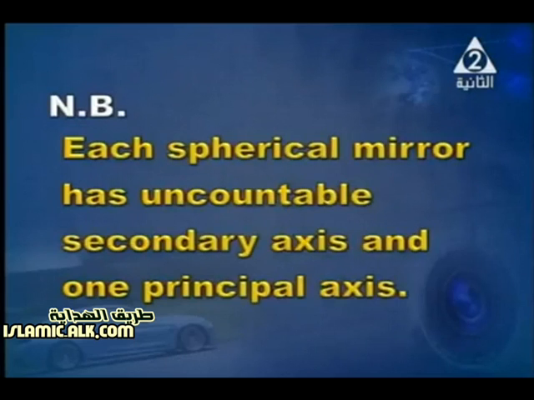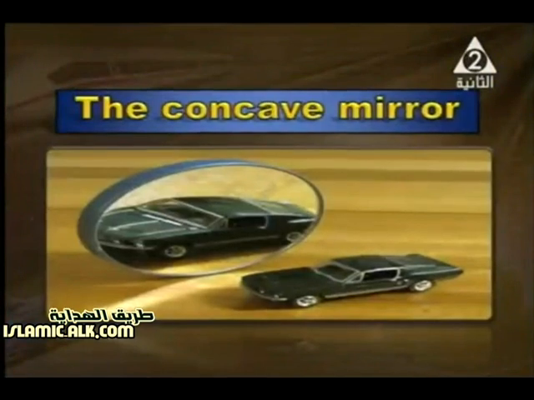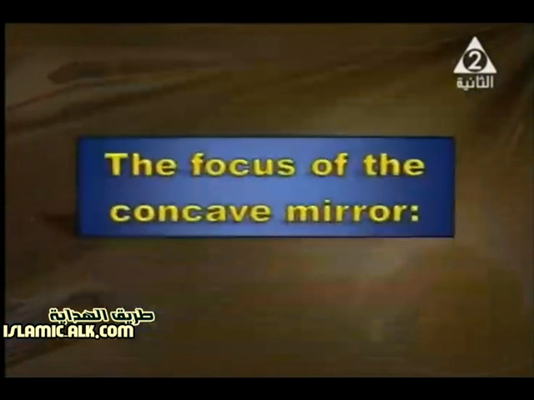Each spherical mirror has countless secondary axes, but only one principal axis. The focus of the concave mirror: this is the concave mirror. This is the principal axis, and the center of curvature lies on it. At the midpoint between the center of curvature and the pole of the mirror, we find the focus.